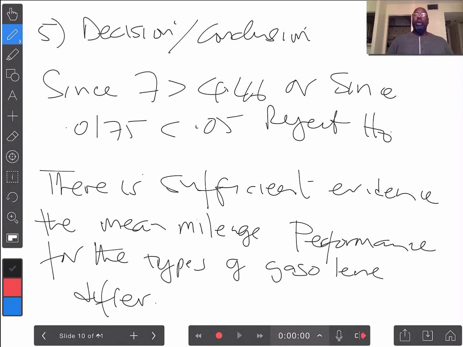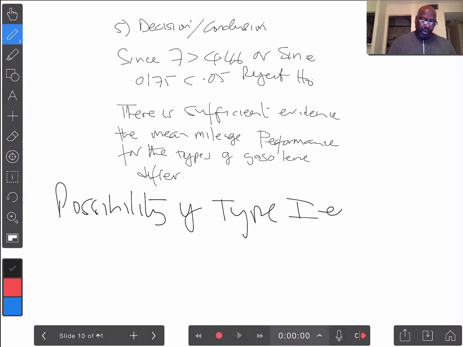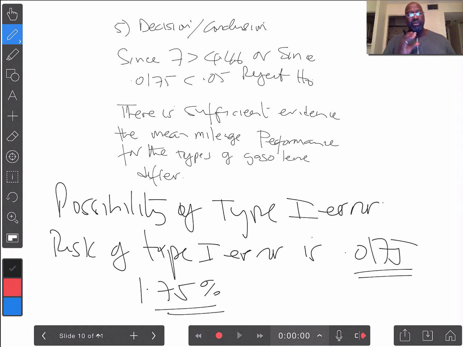There you go. So, what kind of error might we commit? Type 1 error, because we rejected the null hypothesis. So, possibility of type 1 error, and then the risk of type 1 error is 0.0175 or 1.75%. So we'll only be taking a 1.75% risk of being wrong, but we're allowed to take up to 5% risk, alpha. And so therefore we're safe.